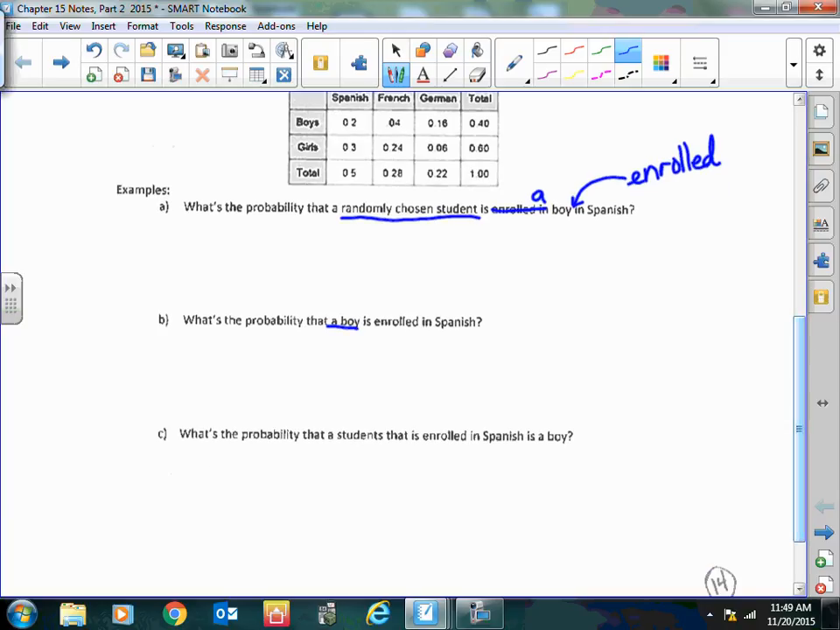Here we go. A is just out of all students. So that's going to be out of the 100% of students. Who are the boy Spanish ones? The 0.2. All right, so this one is just boy and Spanish. Okay, and these are in percentages, by the way, like 100% of the students, and then this is 20%. All right, but B looks like this.